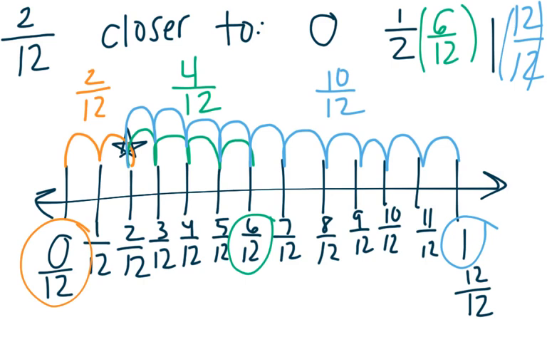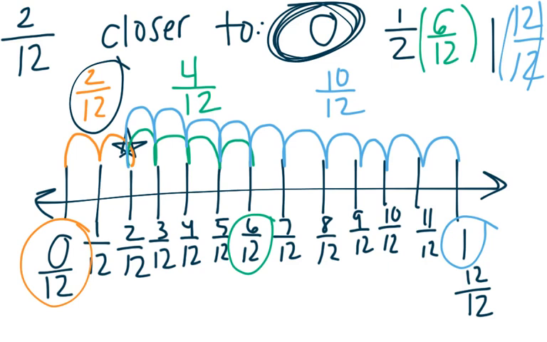All right, so remember we're looking for our smallest fraction. 2/12 is closer to which number? I want you to look. Which one has the least amount of hops? Here I see that 2/12 is my smallest amount of hops, and I know that 2/12 is 2/12 away from 0/12, which means 2/12 is closer to 0.